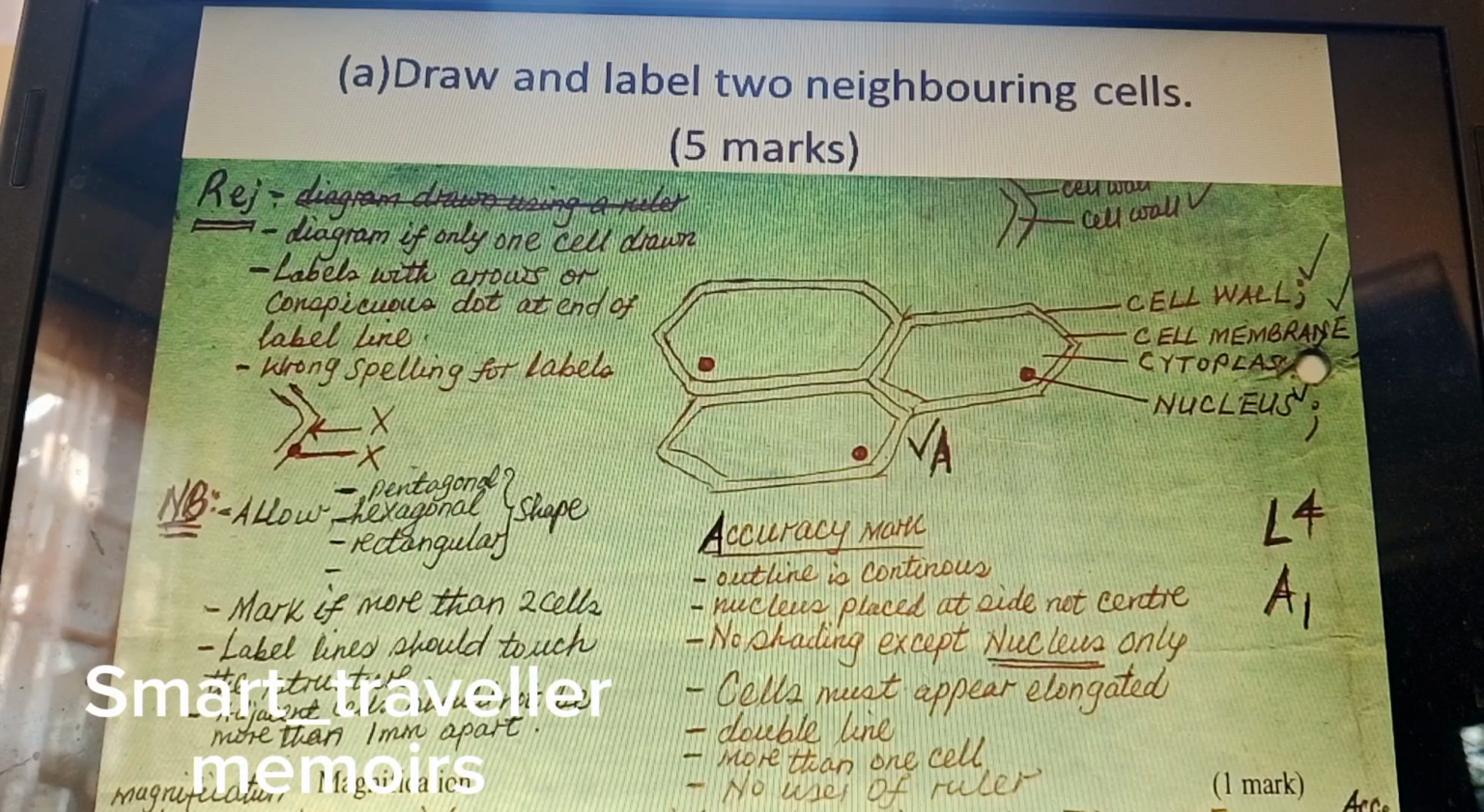So if you look at the diagram there, you can see the labels there. We have marked the cell wall, right? The cell membrane, the cytoplasm, and the nucleus. The magnification mark could be any of those magnifications given there.